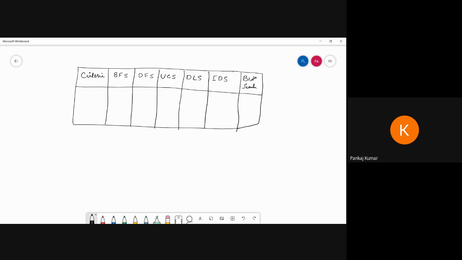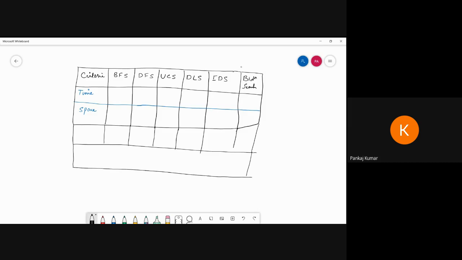So here, what is the criteria? We already know the criteria we can follow here: time, that means time complexity, then we are going to follow space complexity. This is very easy to memorize. Time complexity, space complexity, then optimal, and then complete.